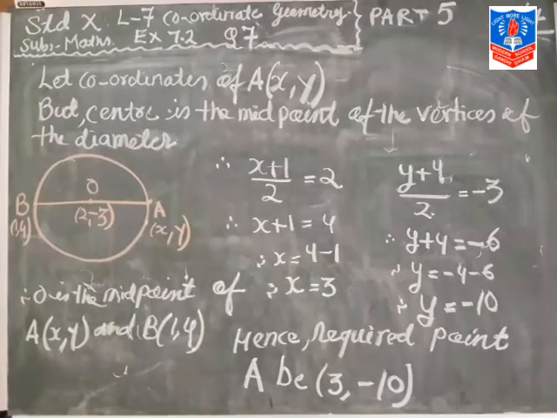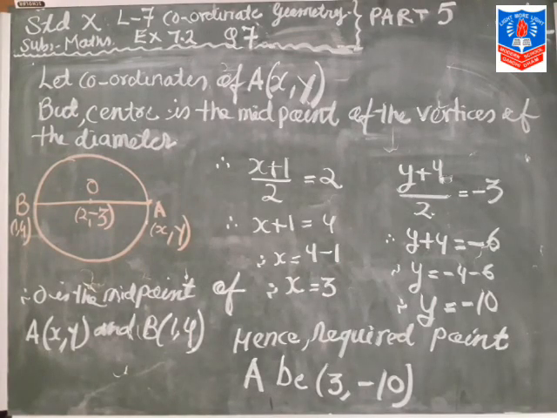Now children, we will proceed further. Find now the 7th question of your Exercise 7.2. Find the coordinate of a point A, where AB is the diameter of the circle whose center is (2, -3) and B is (1, 4). Find the coordinate of A. So we assume that one is the X point and the other one is the Y point. Clear children? Now read the question from your textbook.